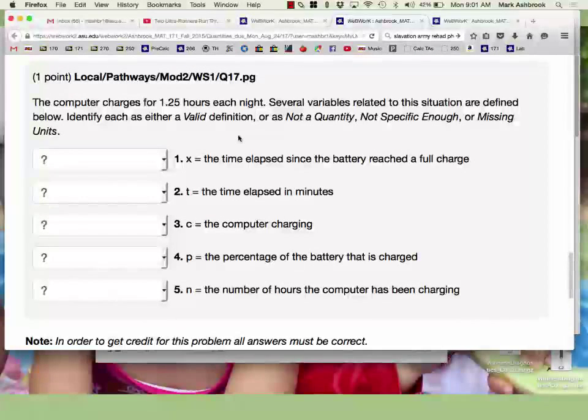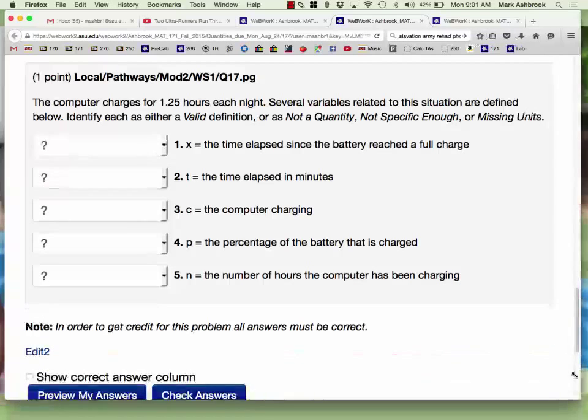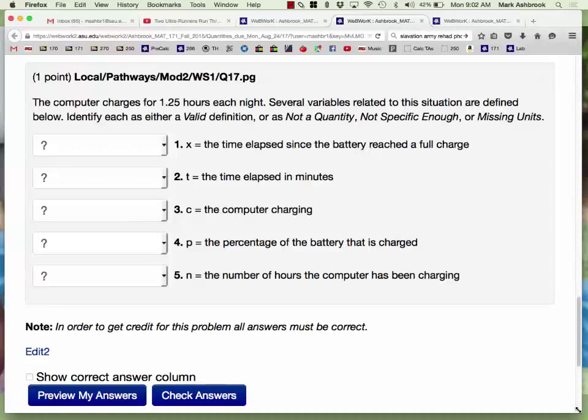Got to be a quantity. Second criteria we need for defining a variable well: it has to be absolutely crystal clear what quantity you're talking about, meaning it needs to be specific, fully specific. And then what was the last criteria? Units. So we got to make sure we have a quantity, we got to make sure it's absolutely clear what quantity it's talking about, and then there's units.